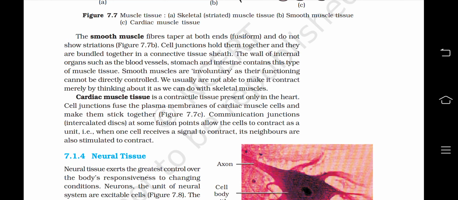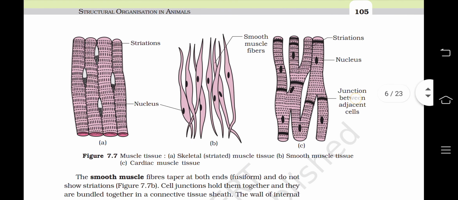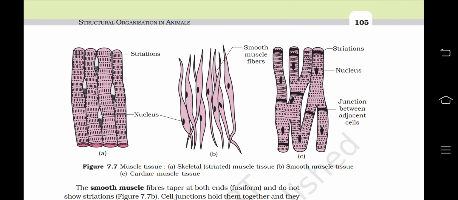Now let us look at figure 7.7, which is showing various types of muscle tissue. So A is a skeletal or striated muscle tissue, which is a voluntary muscle tissue. These are parallel and multinucleated, and striations are there, like light and dark bands. The skeletal muscles are attached to the skeletal bones and help in the functions of locomotion and movement, right?